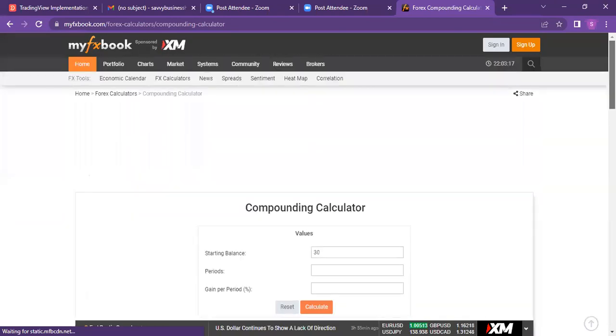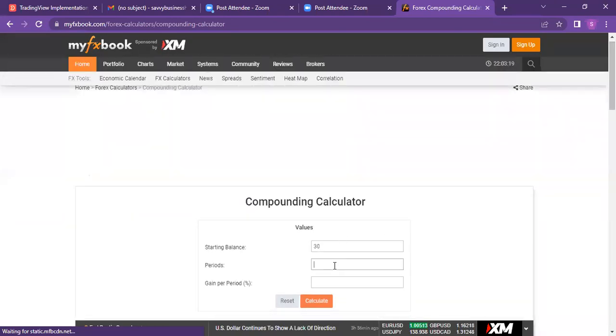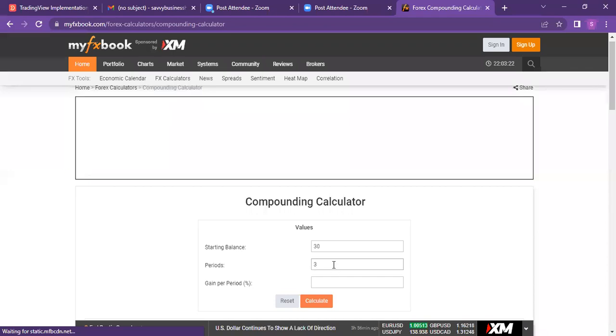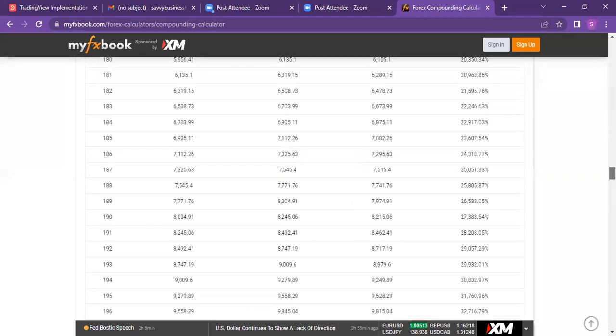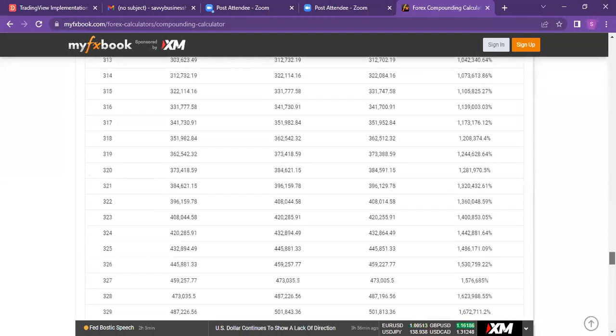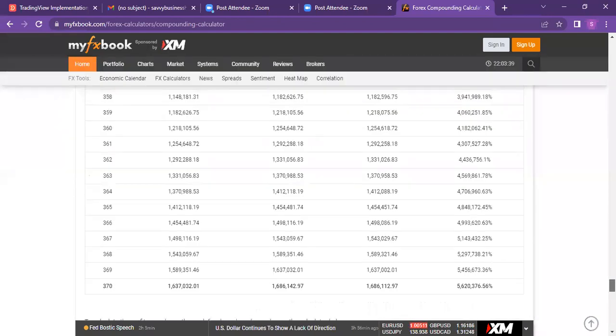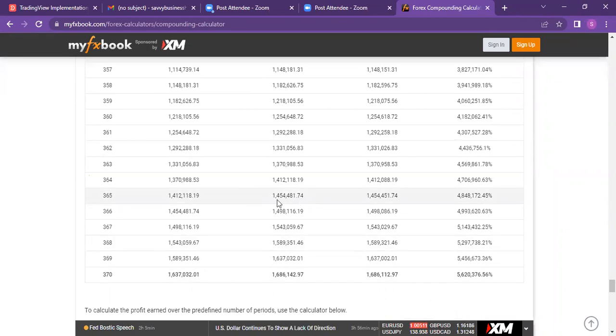All right, so let's say 365 days, that's 1 year, and 3% per day. You understand? So these are the returns. In 365 days, how much is this? Look at 365 days. This is 1,454,481 in USD.